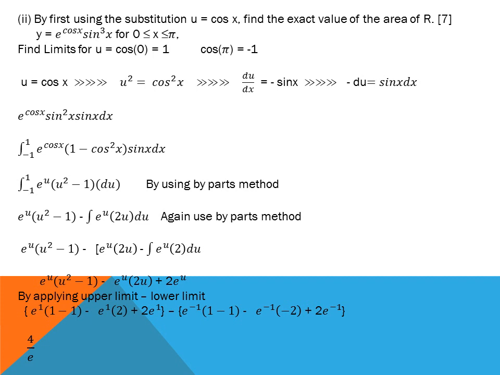So apply the upper limit and lower limit. e^(cos x) into (1 - cos²x). I use the identity for sin²x because I have found the value of cos²x, so it's easy for me to put the value of cos²x here. sin x dx, I replace all the cos and sin forms with u. So the limits are -1 to 1, e^u into (u² - 1). It becomes u² - 1 because when the negative sign of du is multiplied inside, it becomes u² - 1, otherwise 1 - u².